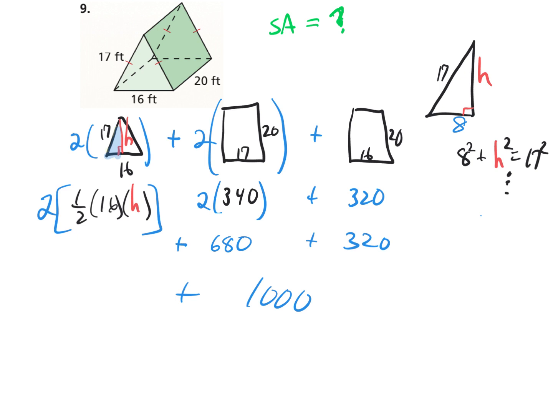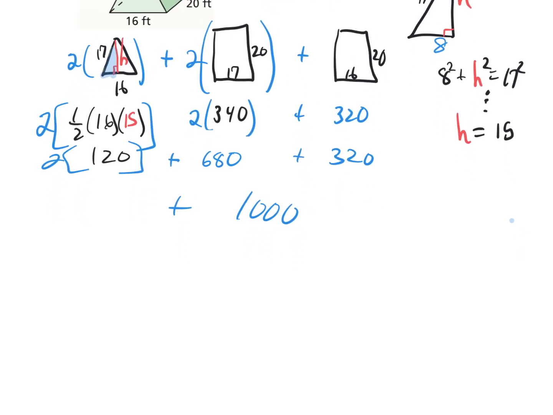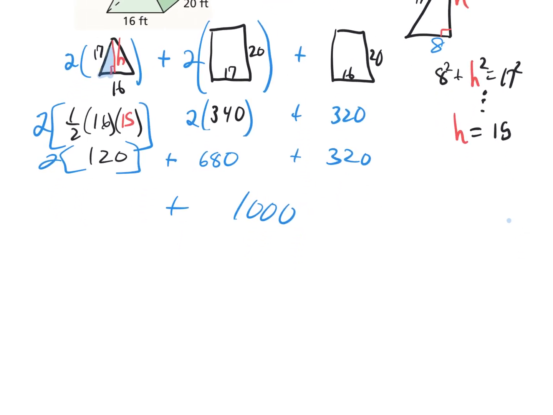And we can solve that algebraically. h is equal to exactly 15. So let's go ahead and put that in. The area of this entire triangle is 1/2 times its 16 base times the height of 15. So each triangle is 120. There's two of them, which gives us 240.